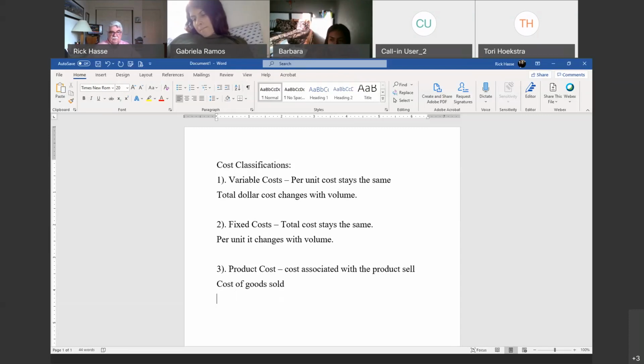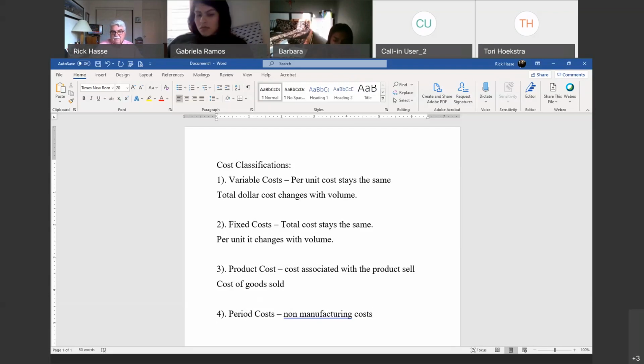But then there's another cost called period cost. These are non-manufacturing costs. They're not determined by the product you produce. They're determined within a certain time period, like your budgeted financial year, 12 months.